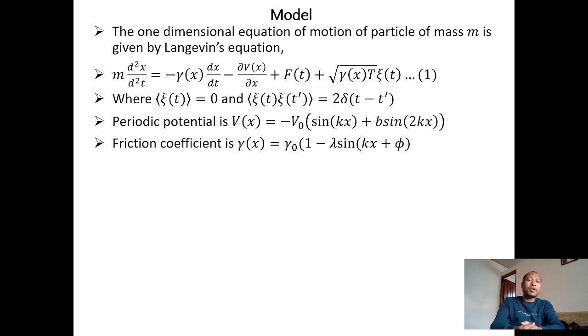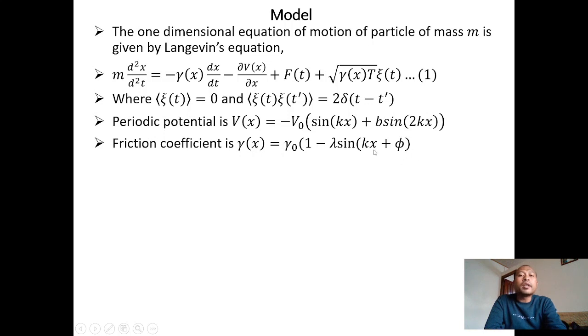And the space-dependent friction coefficient is gamma(x), which is given by this relation, gamma0 [1 - lambda sin(kx + phi)], where lambda here is called the inhomogeneity parameter. So if lambda is 0, then the system is homogeneous. And this friction coefficient, gamma(x), has the same period as the potential, but with a phase difference of phi with the potential.